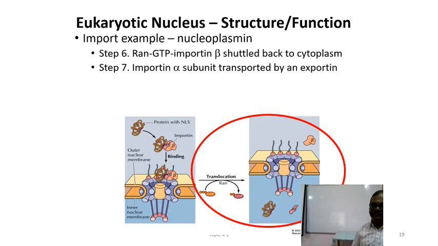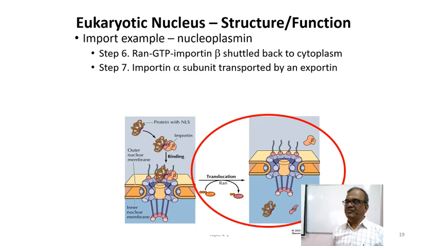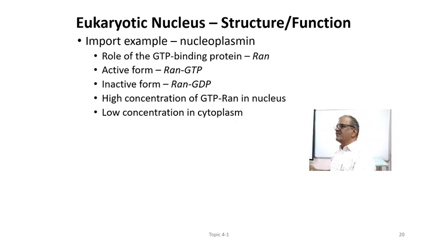How is that importin shuttled back? It needs transport from the nucleus to the cytoplasm, so exportin is helping them. So this is the whole process, a very simple process, but you can write it step by step. Around six steps are involved, and besides that, the role of the GTP binding protein RAN is also important. It should be in active form, meaning RAN GTP. When the energy is released, it becomes RAN GDP.